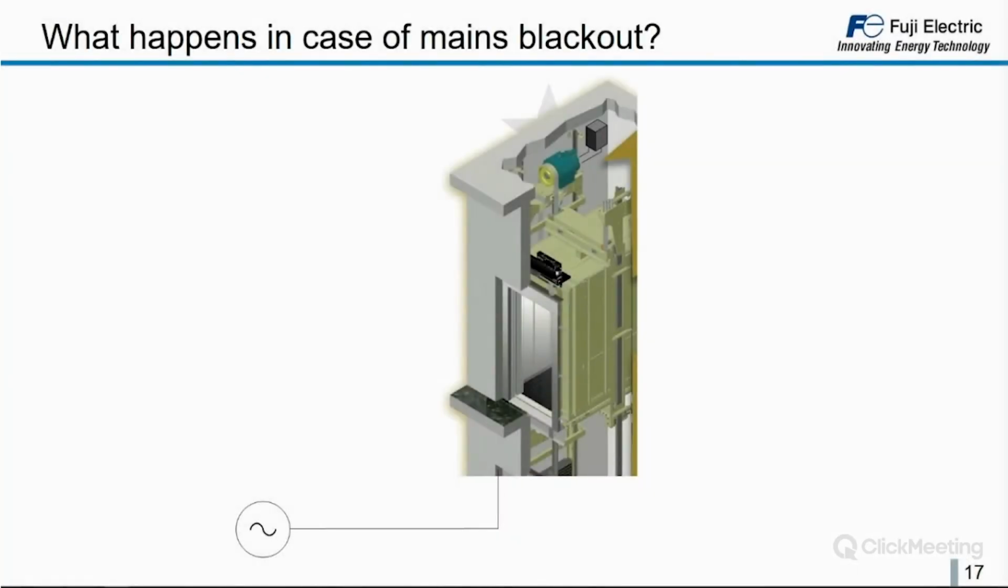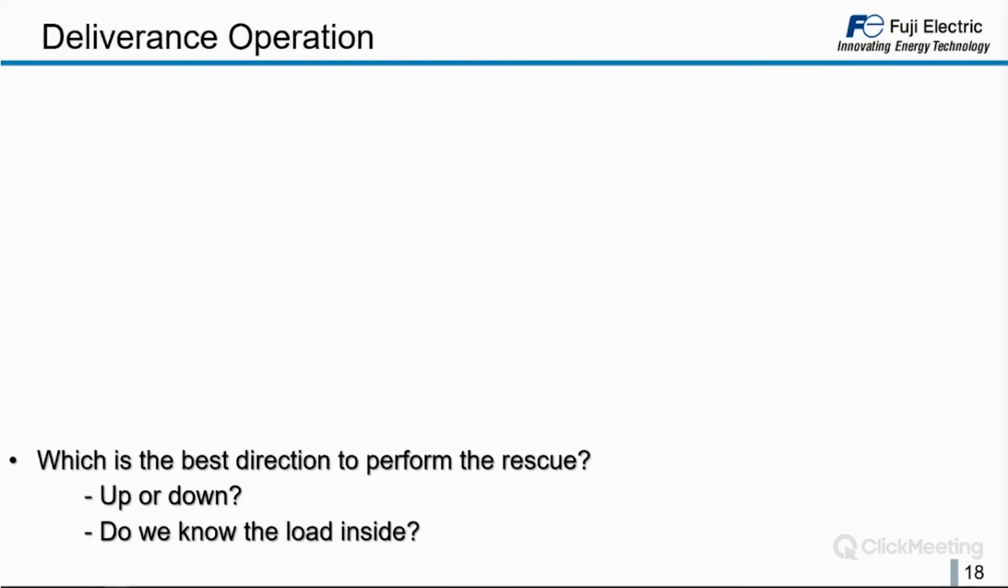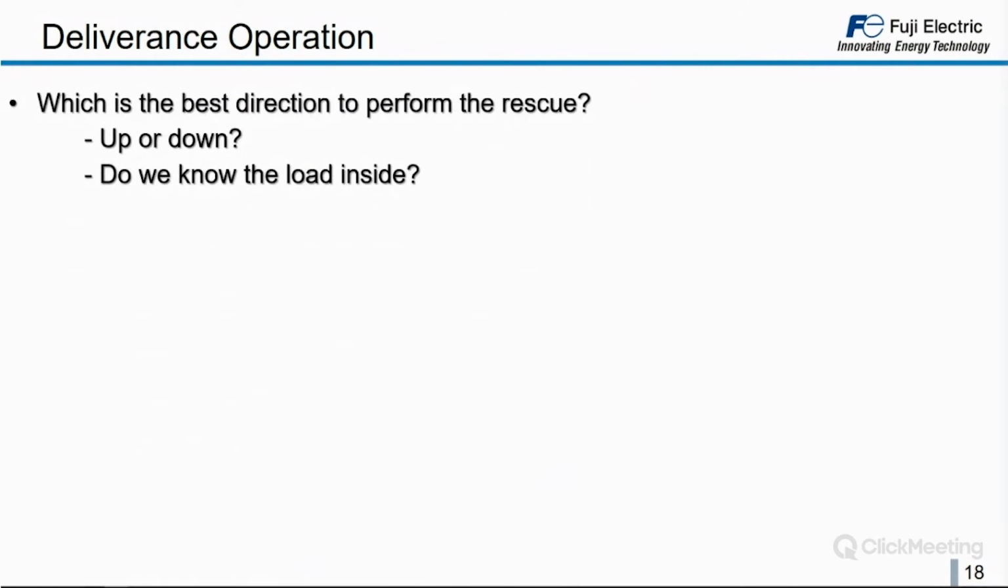So in case of blackout, what happens? The mains is disconnected, and I don't have power supply on the system. I don't have voltage or current on the system. So what I can do is supply the system by means of a UPS or batteries, as mentioned before. But at this point we always have the same question: which is the best direction to perform the rescue? Is it better to go up? Is it better to go down? Well, this we will know depending on the load I have inside the car.